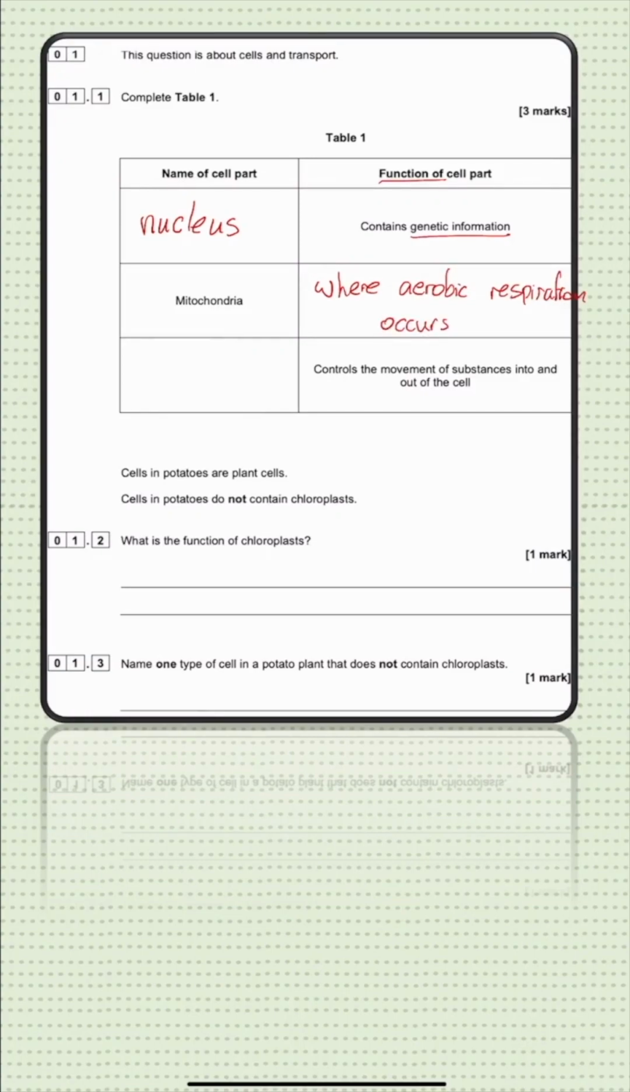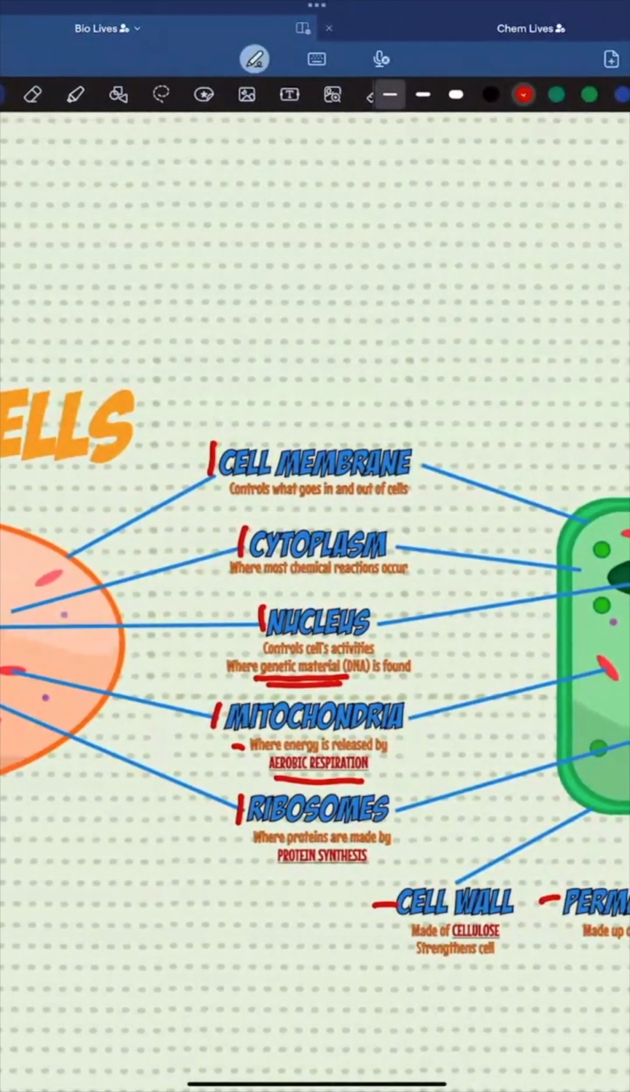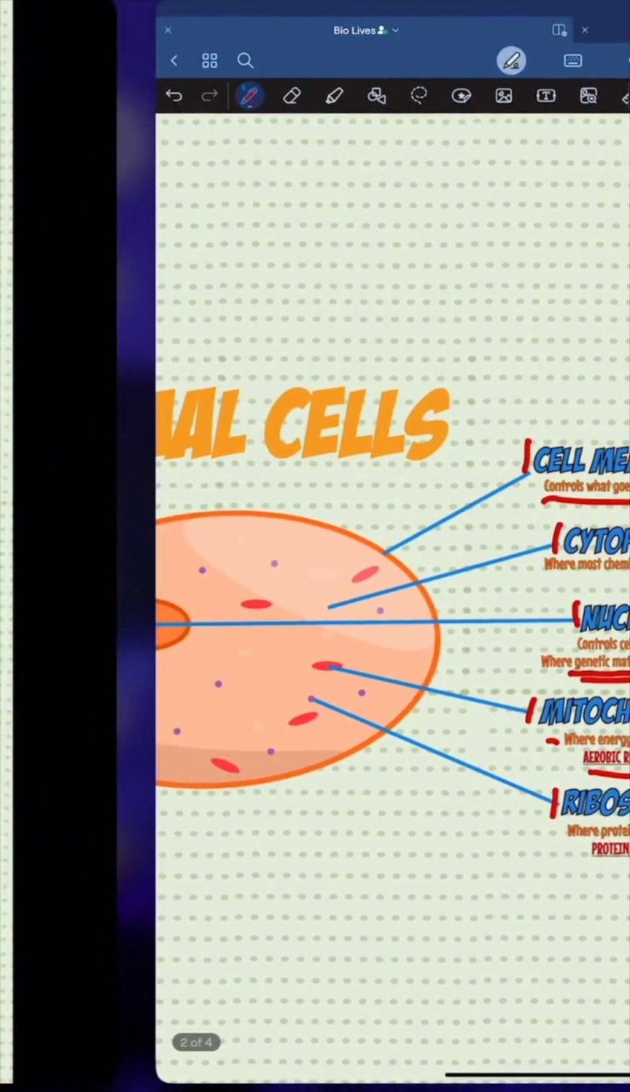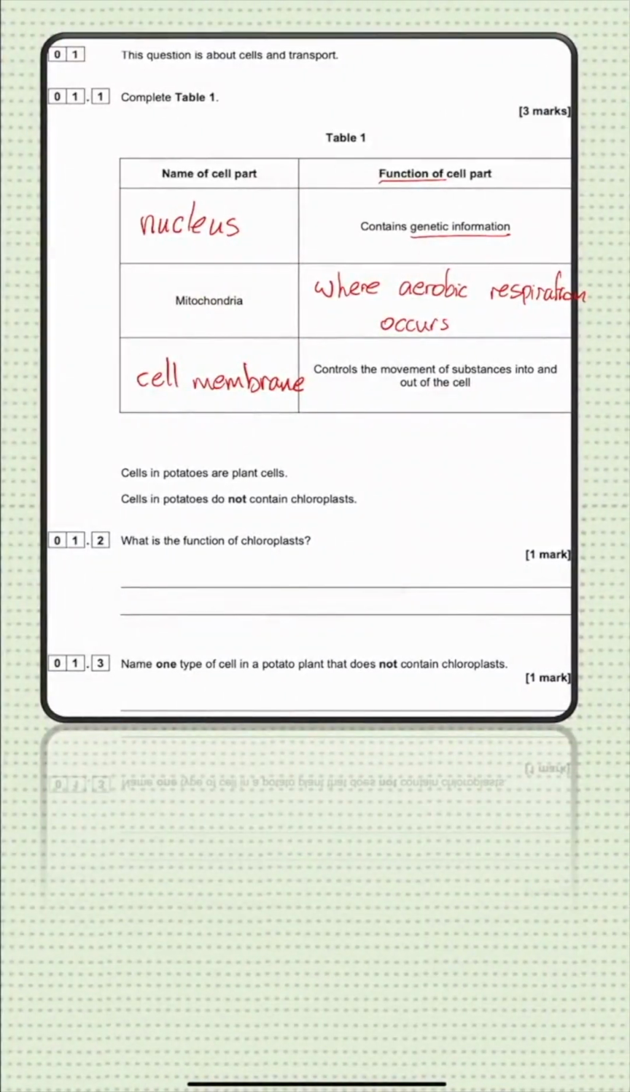Next up, what controls the movement of substances into and out of the cell? It is the cell membrane. It's not the guard cell. Guard cells control the opening and closing of the stomata. That's another topic. This is the cell membrane. Well done. If we check our notes here, cell membrane controls what goes in and out of the cells. So that's probably 3 marks there.